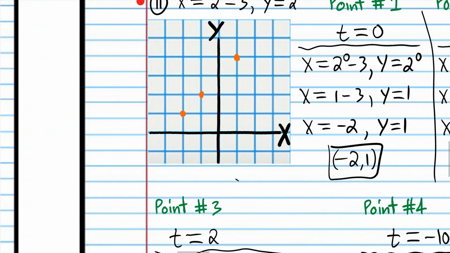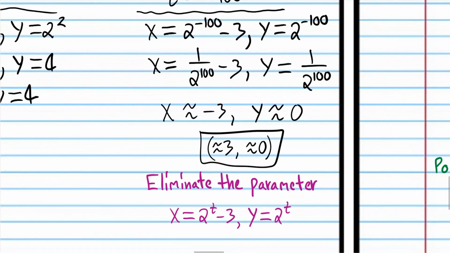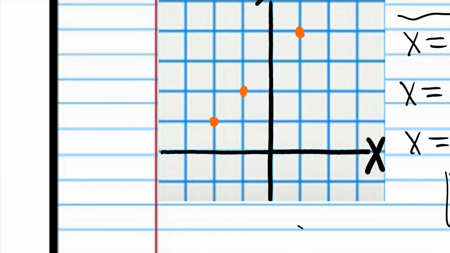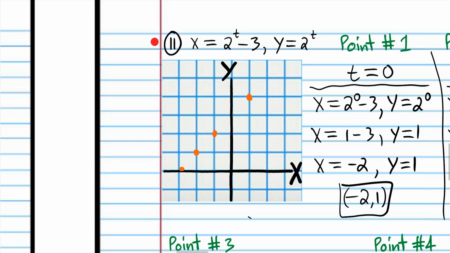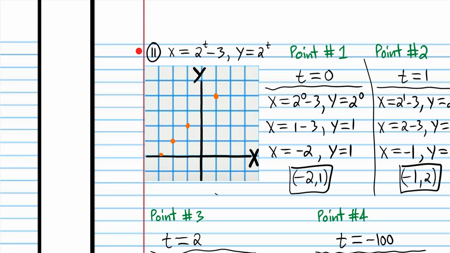So excuse me, that's going to be negative 3. I'm sorry. That should be negative 3. So negative 3, 0. It's going to be about there, but not quite there. It turns out that you can never reach negative 3 for x, and you can never reach 0 for y, but it's going to approach. So the line is going to approach the x-axis, but it's never actually going to touch.